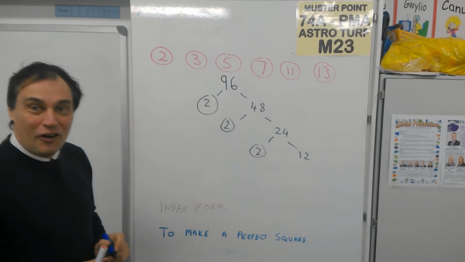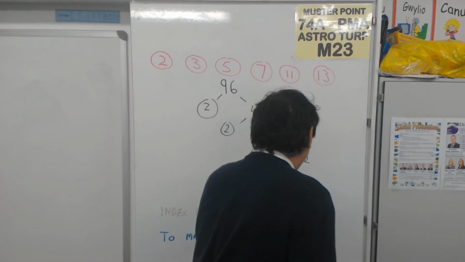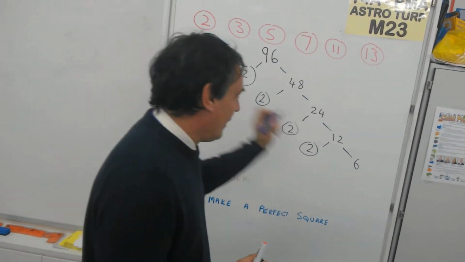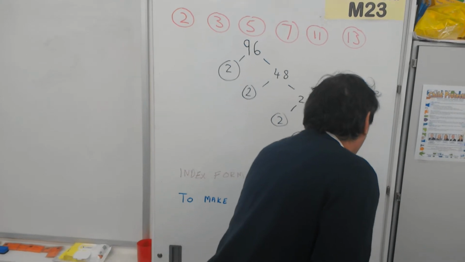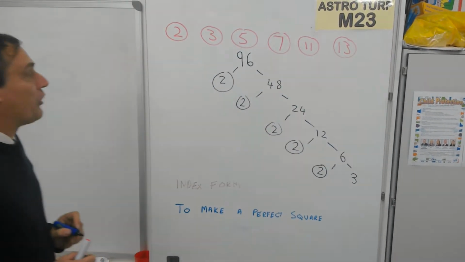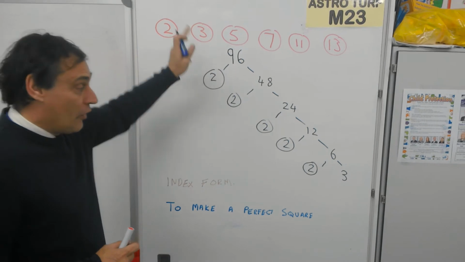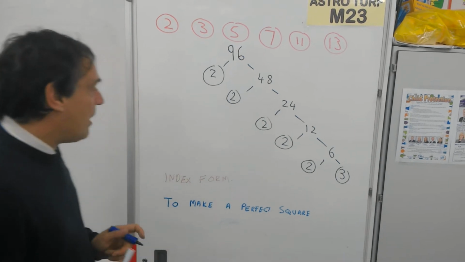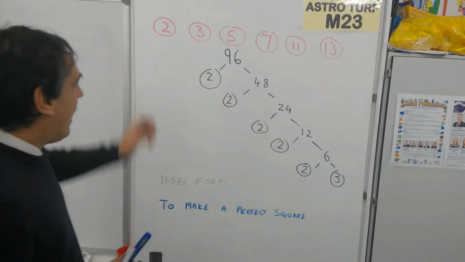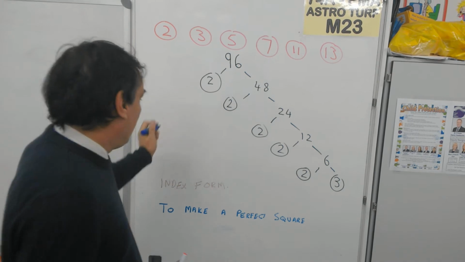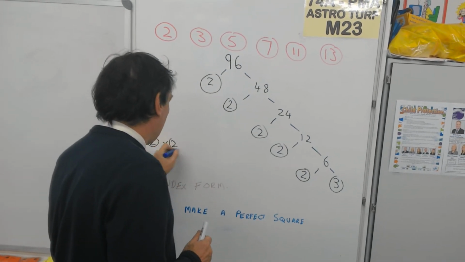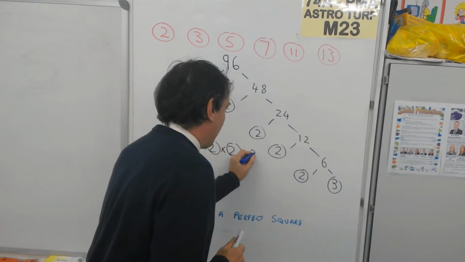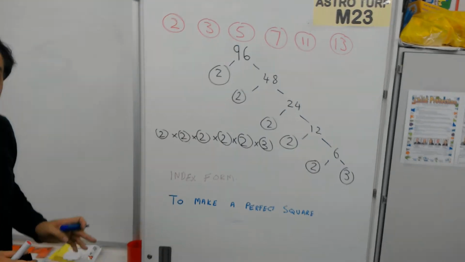And can I divide 12 by 2? Yes. And that gives me an answer of 6. And can I divide 6 by 2? Yes. And that gives me an answer of 3. Now I also notice that 3 is in my list as well, so I must circle it. When I've got 2 numbers at the bottom of my tree circled, it means I've finished. So 96 split into prime factors is going to be 2 times 2 times 2 times 2 times 2 times 3.